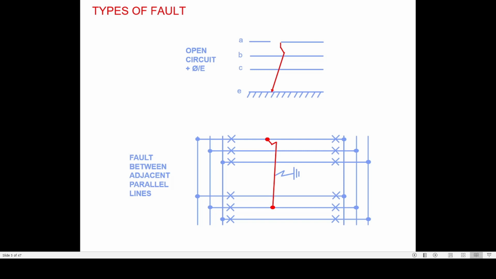There are multiple other cases, and we will discuss each type of fault and how these various types of faults will affect the performance of the distance relay, how the measuring loops are considered, or how the measuring loops are identified in various types of faults in subsequent lectures.